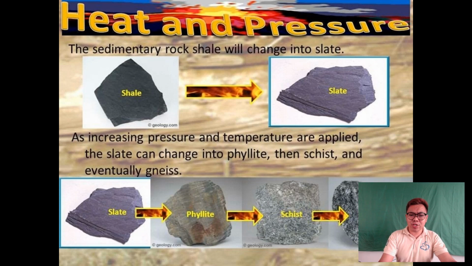Heat and pressure, these are several factors that can transform the rocks into another form. One example is in sedimentary rock, shale will change into slate, from sedimentary to metamorphic. As increasing pressure and temperature are applied, the slate can change into phyllite, then schist, and eventually gneiss.